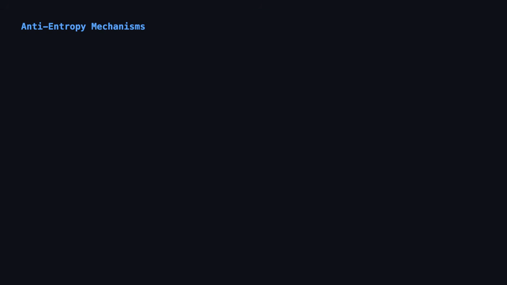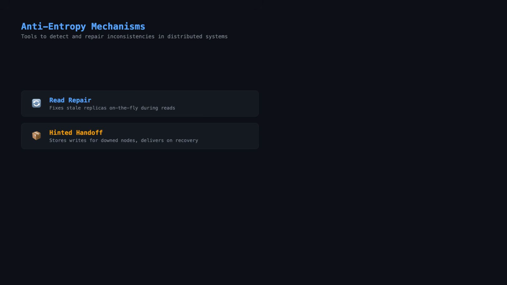Merkle trees are part of a bigger family of techniques called anti-entropy mechanisms. These are the tools distributed systems use to detect and repair the inconsistencies that naturally happen in eventually consistent systems. Read repair fixes things on the fly. When a read detects a stale replica, it immediately updates it. Hinted handoff stores writes temporarily when a target node is down and delivers them when it comes back.